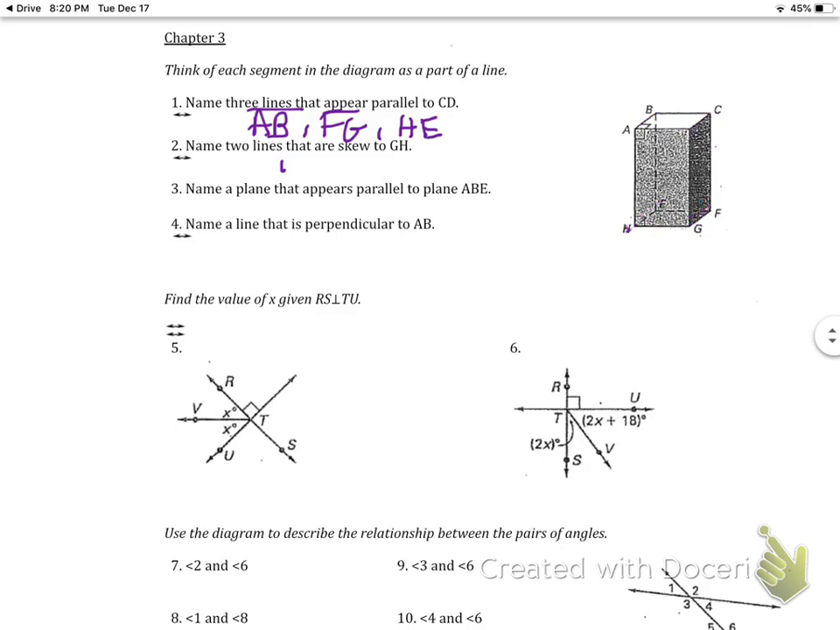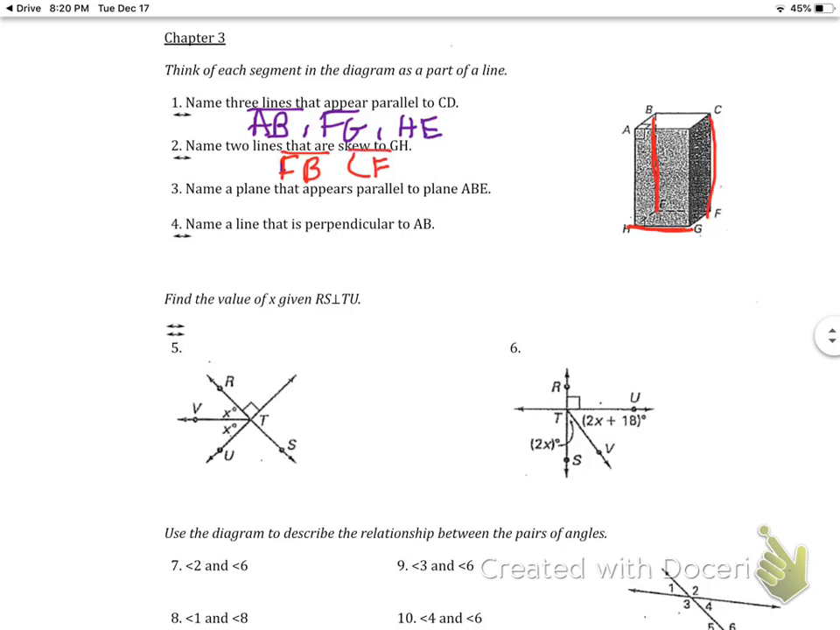So those are the ones that appear to be parallel. The next question has to do with skew. So here we have skew. It says name 2 lines that are skew to GH. GH is right here. So remember, to be skew, it's not going to be in the same plane, and it's not going to be parallel. So we need to be going the opposite direction. So we see here that we have FB. They don't lie in the same plane, not going to intersect. And another one that we see would be CF. They're not parallel, they're not going to intersect.